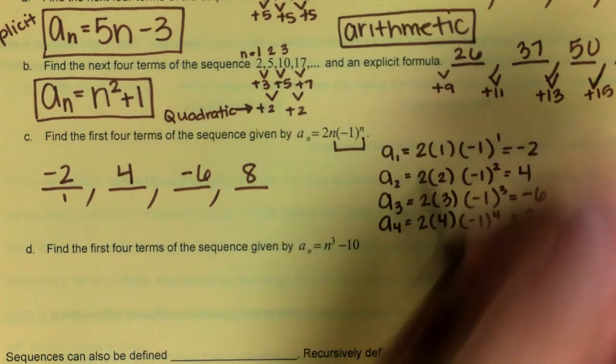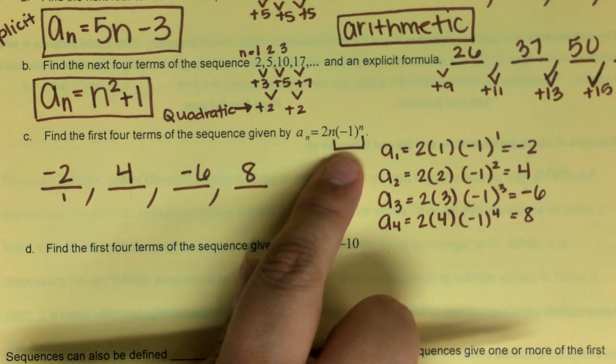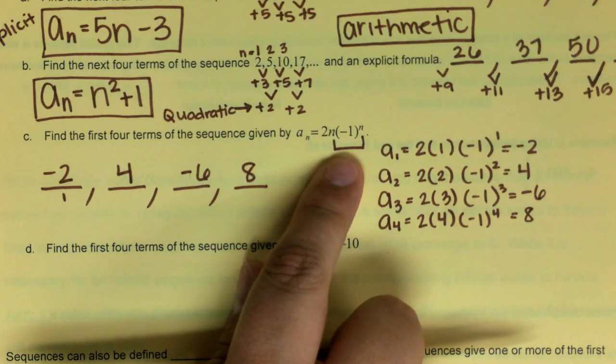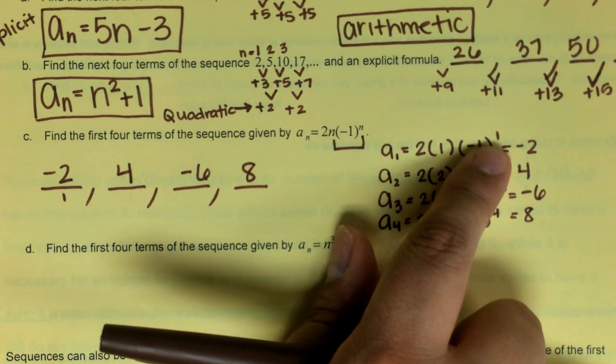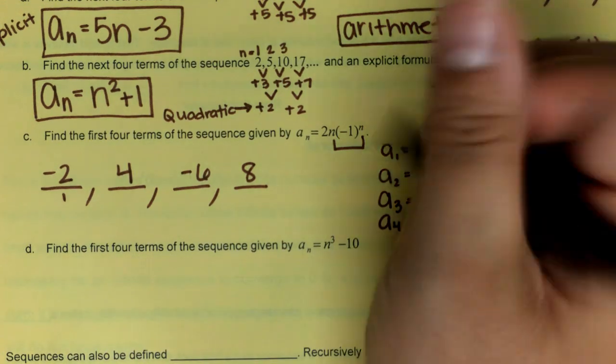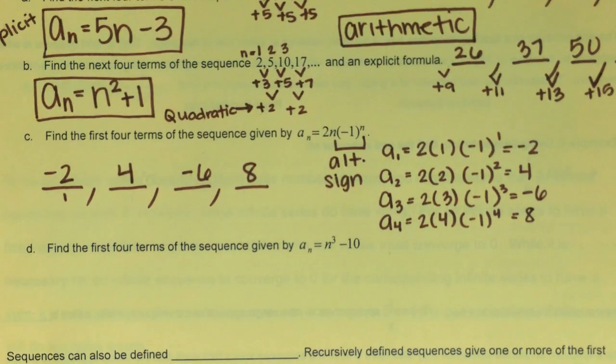What is this negative 1 to the n doing right here? It's making my signs. If you have an odd number, it's going to be negative. If you have an even number, it's going to be positive. So this right here is alternating your sign. Anytime you have negative 1 to the n, its purpose is just to change the sign. Write it down.